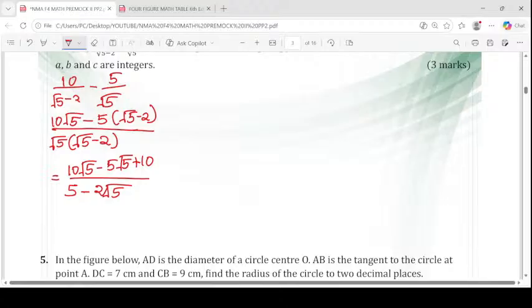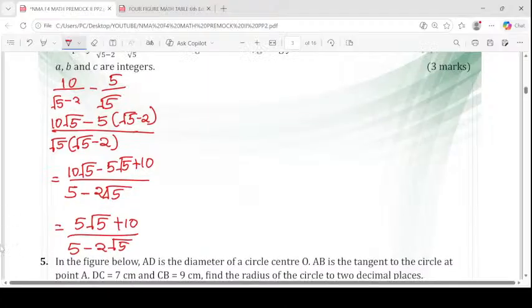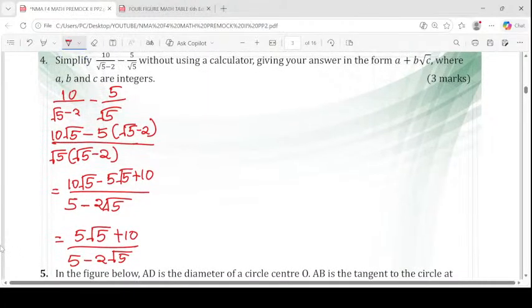There we are. When you are at this particular point, 10 root 5 minus 5 root 5 will become 5 root 5, plus 10, all over 5 minus 2 root 5. I hope up to that particular point that concept has been well understood as we are progressing with the question.